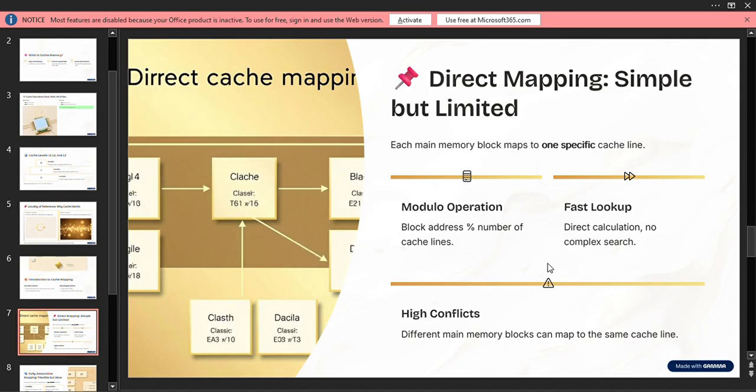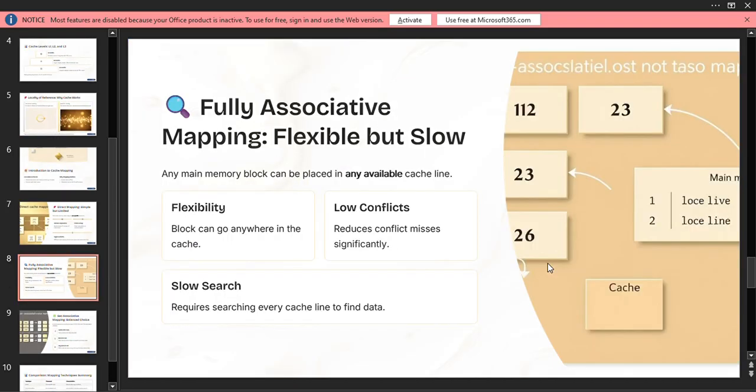So let's dive deeper. Direct mapping is the simplest method here. Each memory block goes to only one specific cache line using a modulo operation. It is fast and easy to implement in hardware. However, it has a big problem: if two commonly used blocks map to the same line, they overwrite each other. This causes a lot of misses known as conflict misses, and that's the problem that direct mapping has.